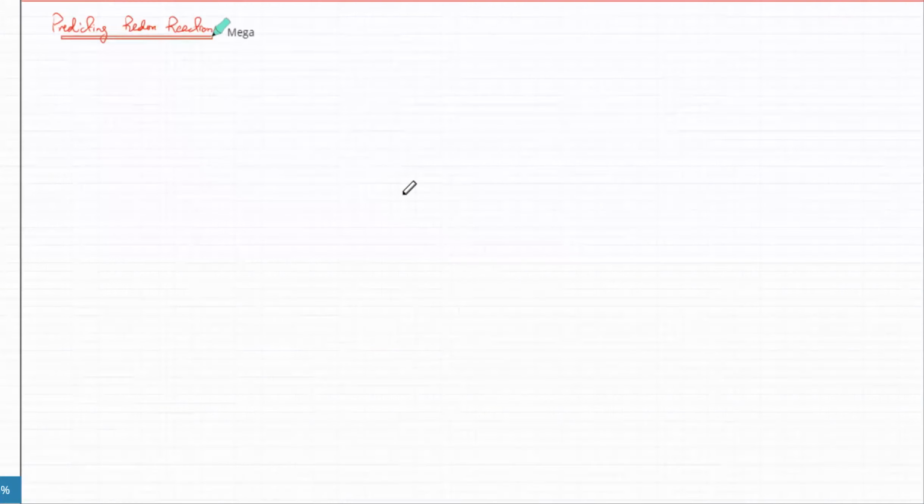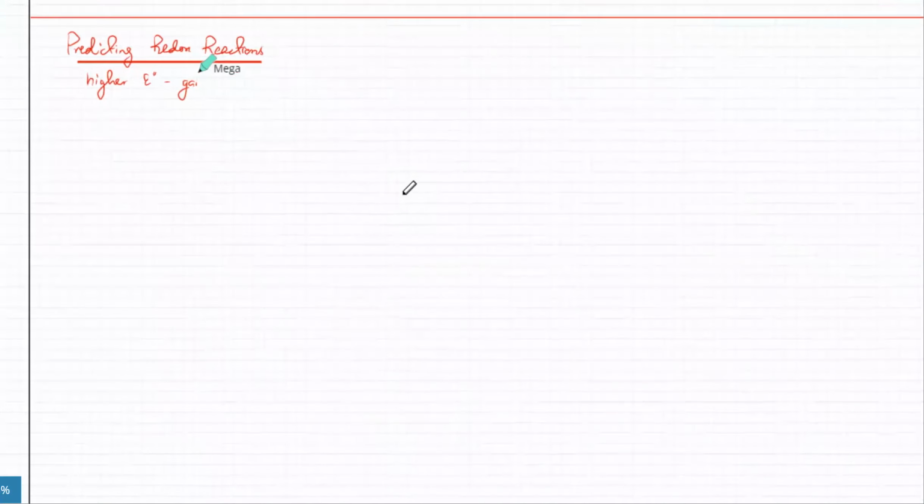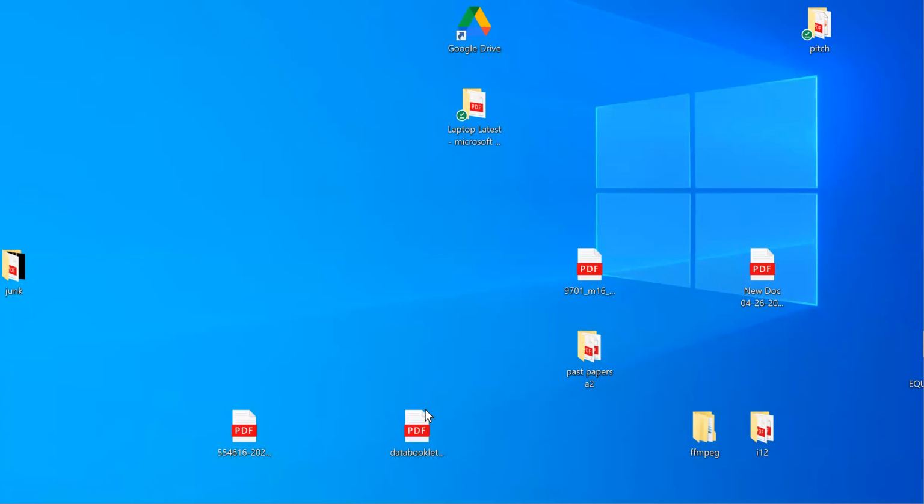So we know that higher potential gains electrons, lower potential loses electrons. That's the main rule. So high E naught gains, and vice versa, lower E naught loses electrons.